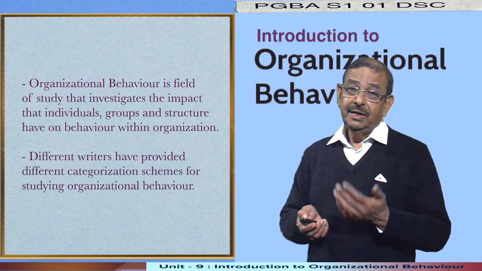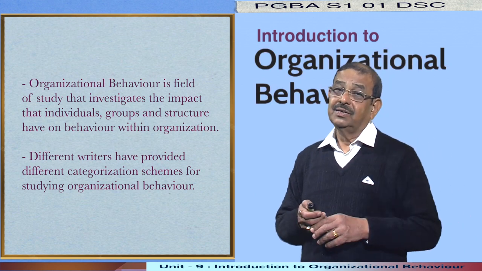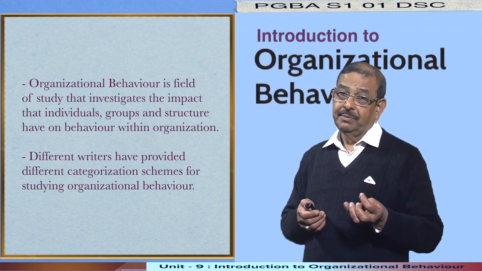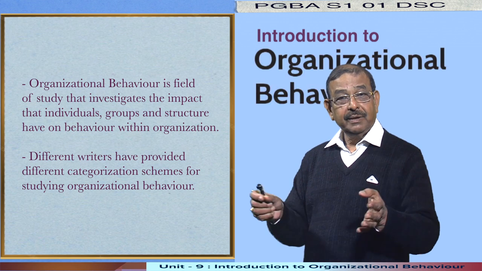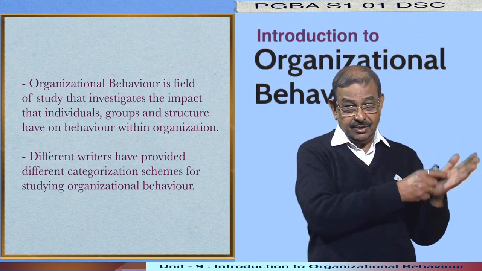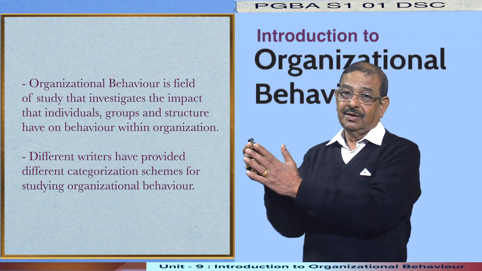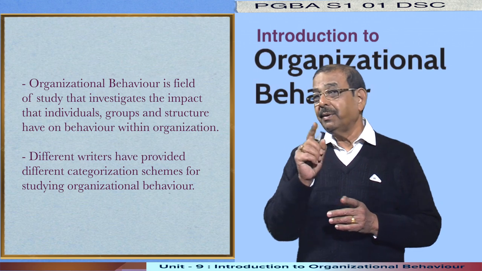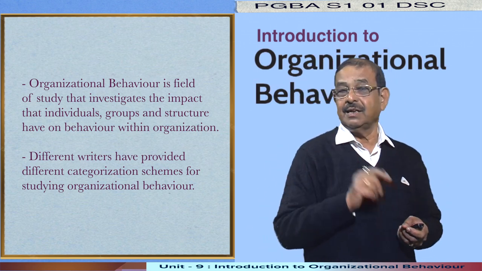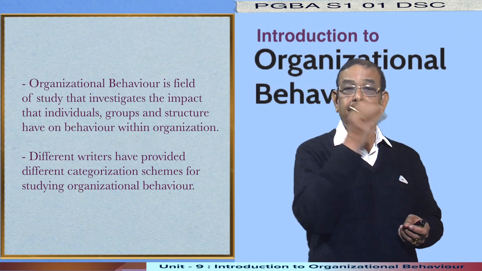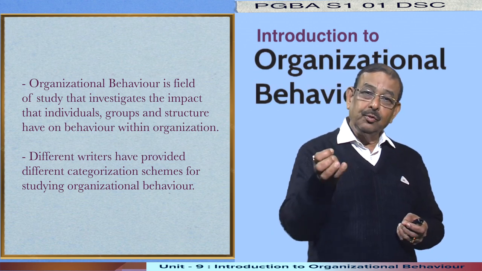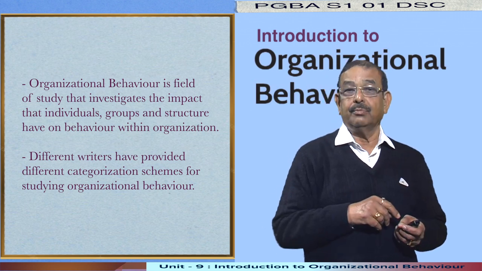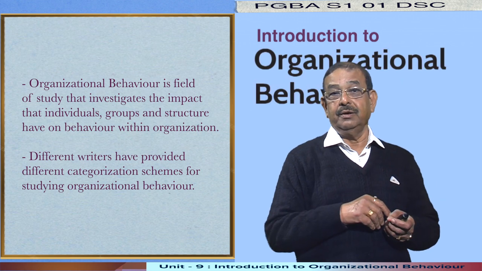So with this, we may sum up the basic learnings in this unit. Basically, we have discussed what organizational behavior is. It's a field of study that investigates the impact that individuals, groups, and structure have on behavior within the organization. That part you must remember, that OB is a systematic study. It studies individuals in a group, and groups amongst groups in an organization, so that the organization can achieve its objectives in a socially desirable manner.